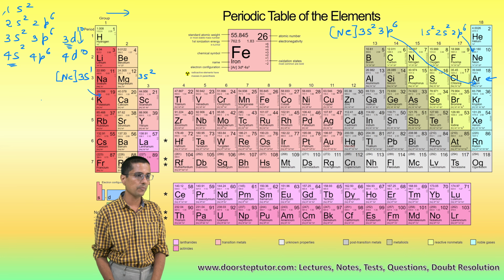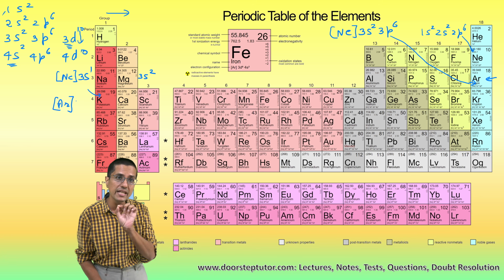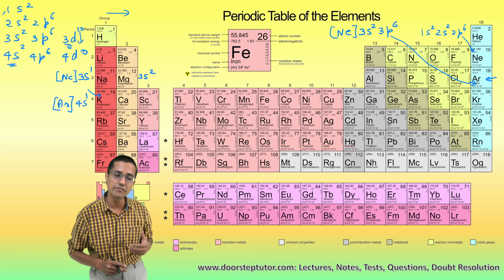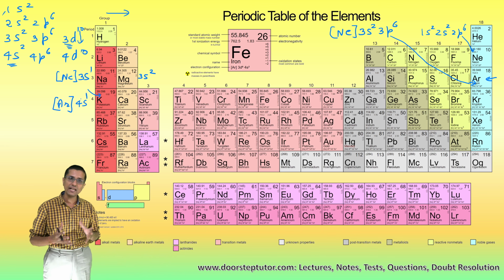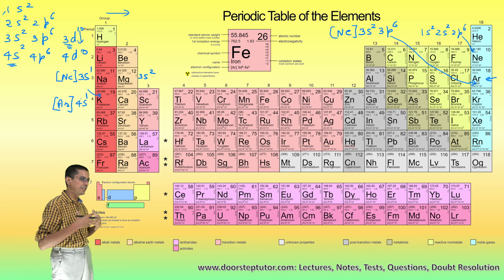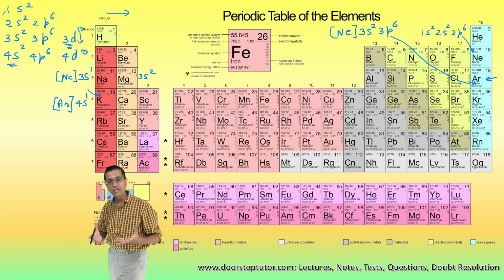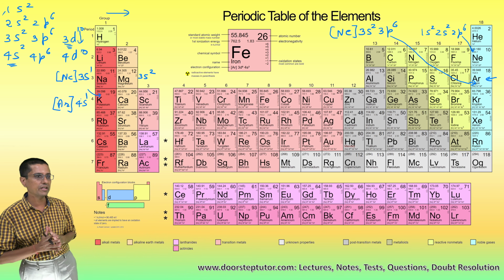Okay, so let's go to potassium. So potassium is argon, and I have one more electron, but that electron is not going to the 3d orbitals. Where is it going? It is going to the s orbital. And why is that the case? We have studied this in detail. It is because of the shielding effect. The shielding effect and effective nuclear charge, those two concepts are very important.